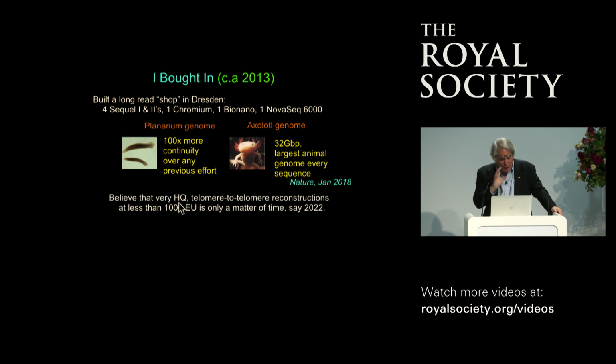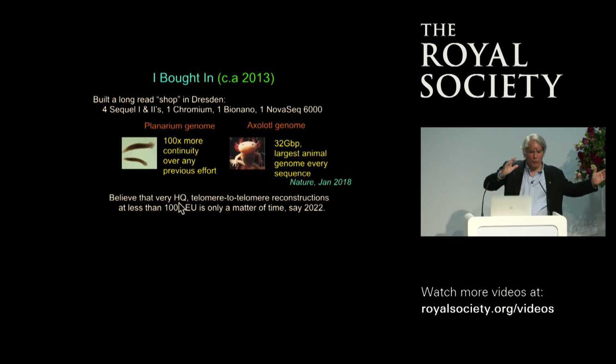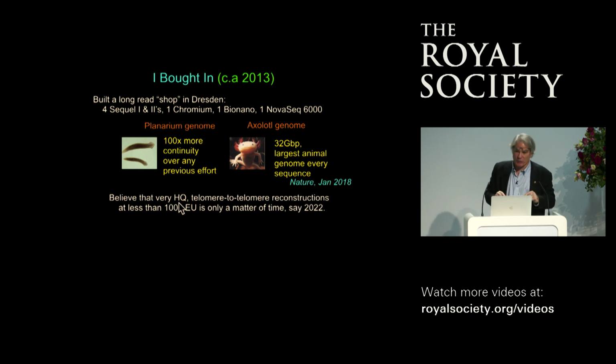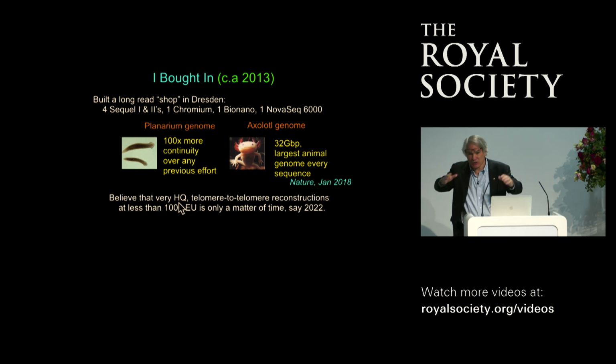So what I'm basically coming to the opinion of is that we are going to be able to do very high quality, in fact, I think perfect, telomere to telomere. So we're going to go from one end of the chromosome to the other, from the telomere to the telomere. Reconstructions for less than €1,000 is only a matter of time, because like all of these technologies, the price is dropping. I haven't had a chance to talk about price, but price is going down and down and down.